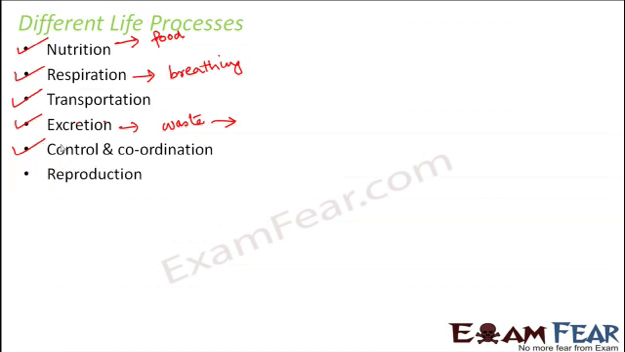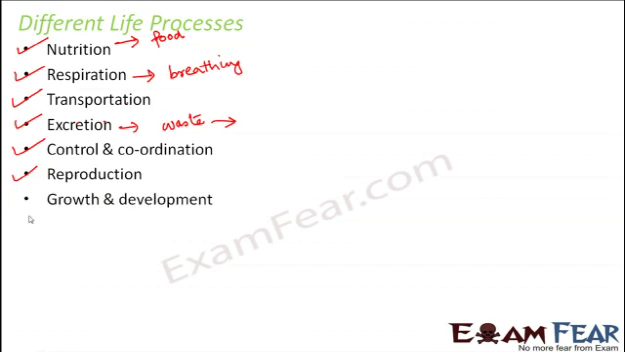Reproduction, that is the production of organisms of similar kind, generation after generation, so that the species can be sustained. So all living organisms reproduce. If a particular organism stops reproducing, what will happen? Over a period of time, that species will get extinguished, because that species will no more be there. So it will become extinct.